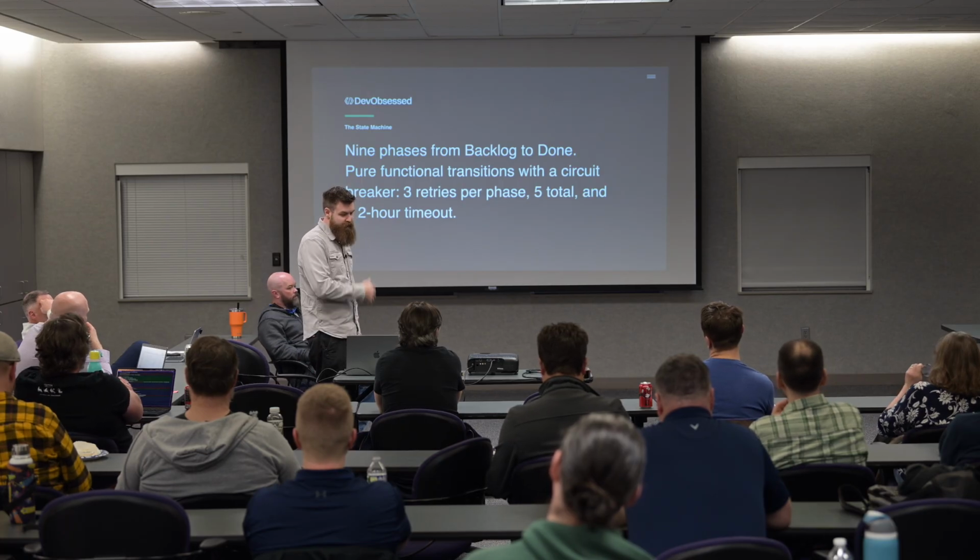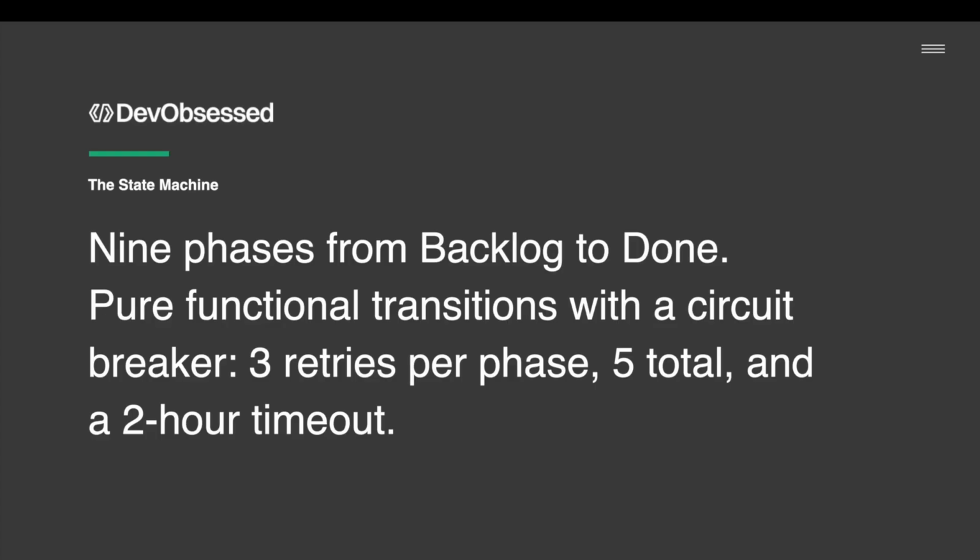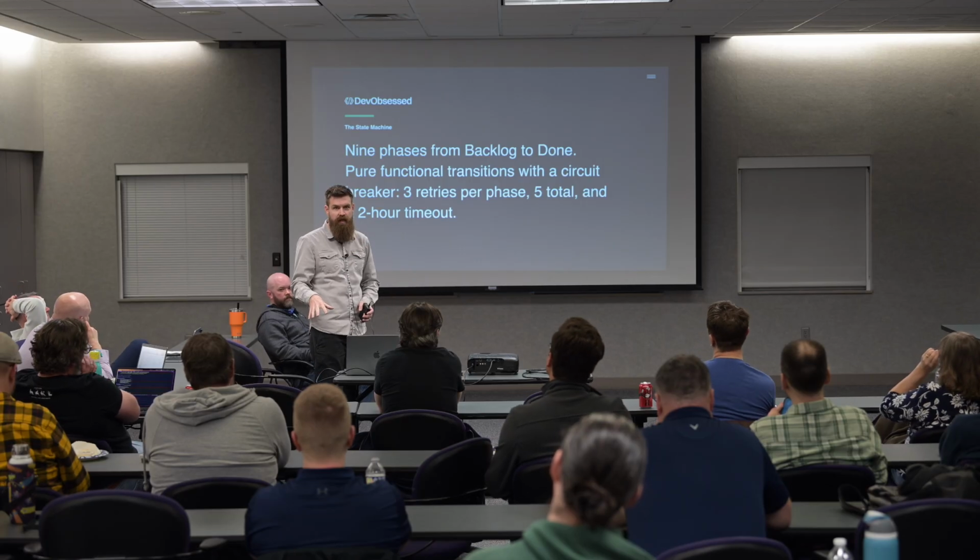So 9 phases, backlog to done. Pure functional transitions with a circuit breaker, 3 retries per phase, 5 total with a 2-hour timeout. We increased those because I wanted to go the entire time. I wanted to start a project when I go to sleep, and I wanted to wake up with something.